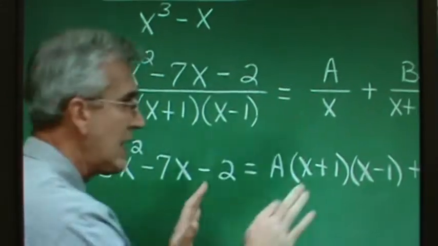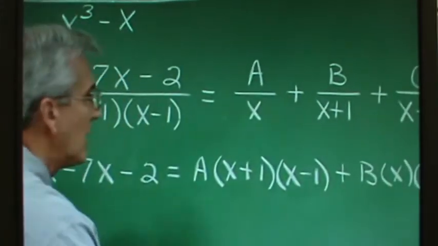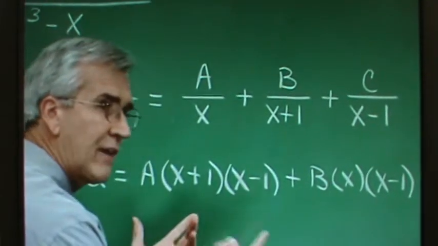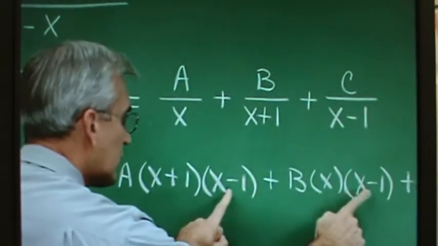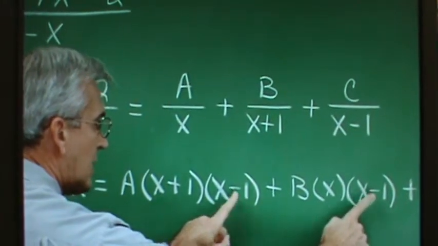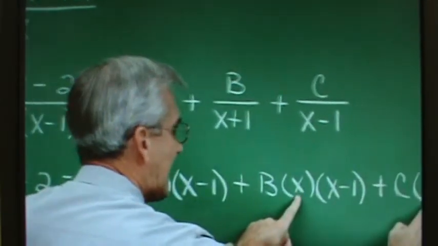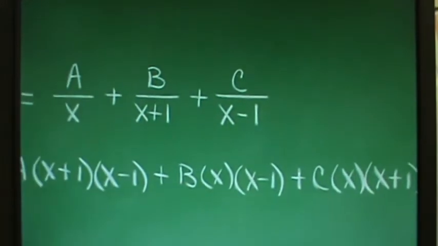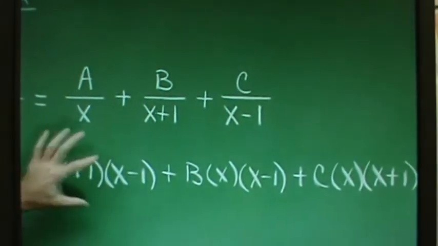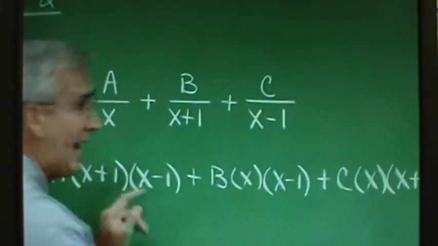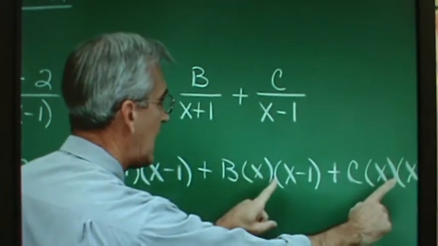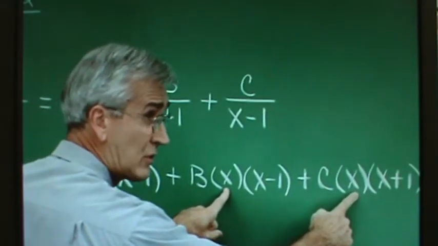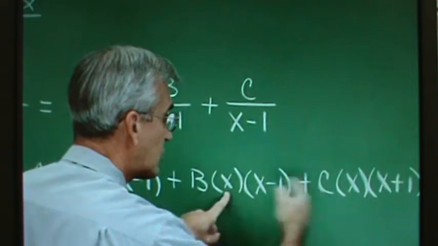Now notice that in this arrangement of factors and the terms, a couple of terms share factors. That is, these two terms have x minus 1 factors in them. These two terms have x factors in them. And these two terms have x plus 1 factors in them. So if we want to find the value for a, then we look at shared factors by these two terms, and these two terms share the x factor. So if we let x take on the value 0, these terms will go out.